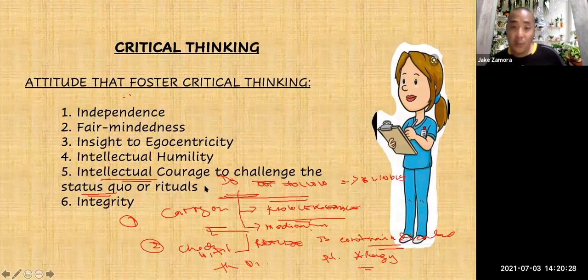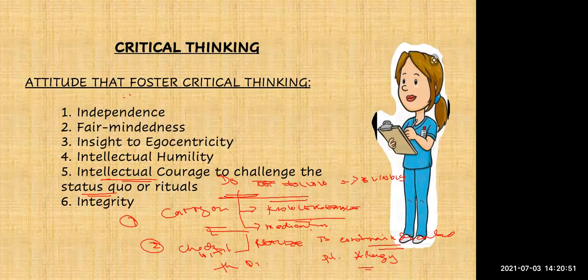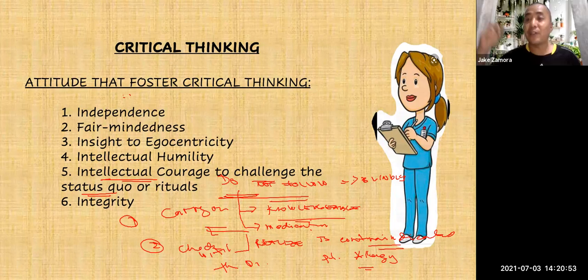So that is why, no, nurses should also be able to have the intellectual courage to challenge the status quo, okay, or the ritual. So usually we follow the doctor's order. That is usual. As long as there is nothing wrong with the doctor's order, we follow, we carry out, we deliver. But if you think that there is something wrong with the order, or it is contraindicated with the patient, then you have to actually voice out. You have to clarify, okay?